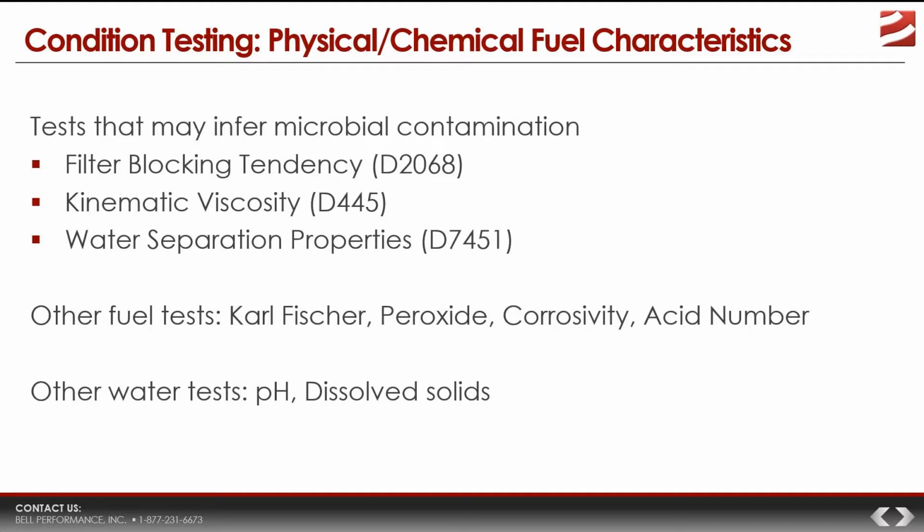Water separation properties, D7451. That's not really a test we have talked about that much, but D7451 tests the effects of microbial contamination on water separability of the fuel. Remember, microbes produce those zwitterions, those biosurfactants. And the biosurfactants make the fuel hang on to the water. They produce the invert emulsions. So if the fuel has microbial contamination and it has produced these biosurfactants, you will get an emulsion formed in the test that is not going to be easily resolved.